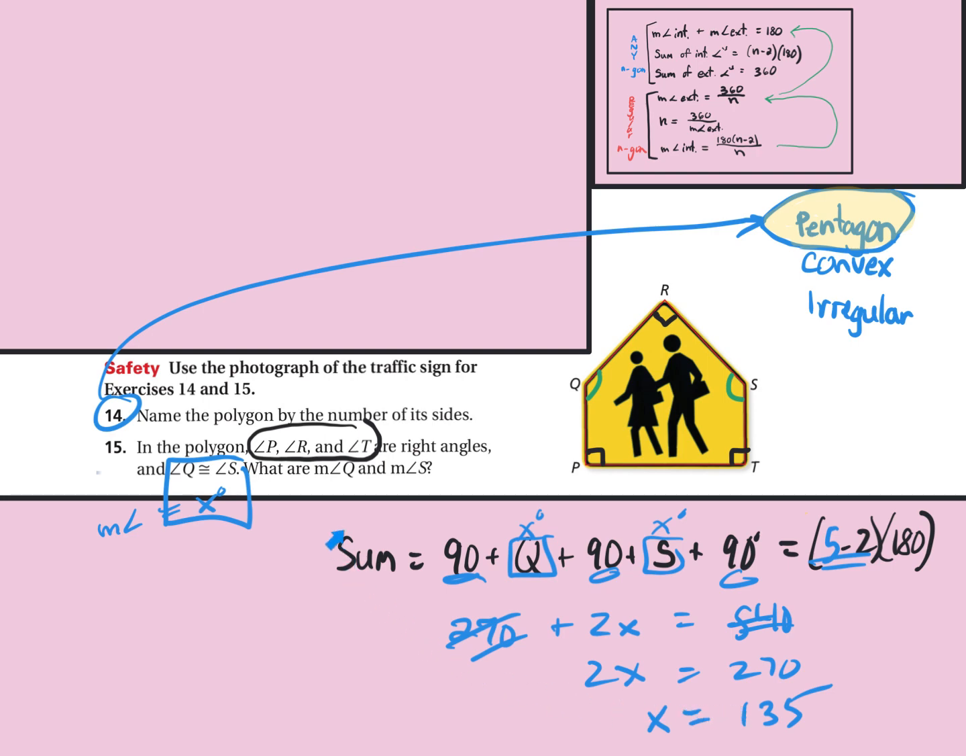Let's go back and ask what they wanted. What are the measures of angle Q and S? We said that Q and S were each x, so we're done. The measure of angle Q and the measure of angle S is 135 degrees. When we look at the picture, it sure seems like 135 seems about right. We can safely conclude this problem.